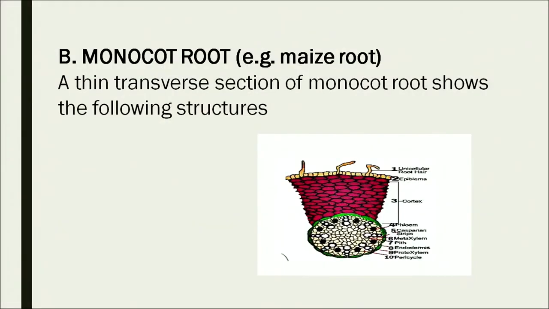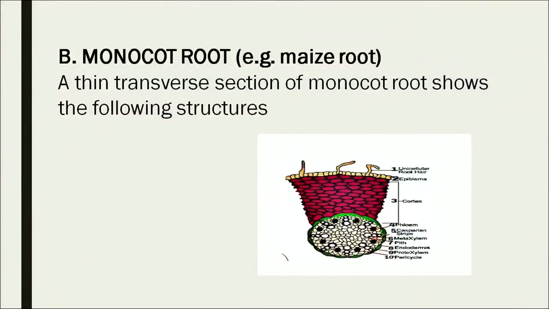So now let us look at the monocot root. You remember we have 2 categories of plants, one is monocot, one is dicot. A dicot example is gram, and a monocot plant example is maize or corn. These two belong to 2 different categories, hence their root structures are also quite different. So let us study the monocot root.